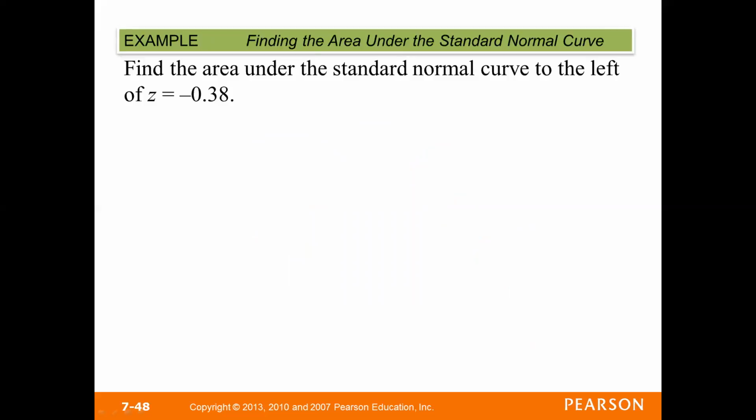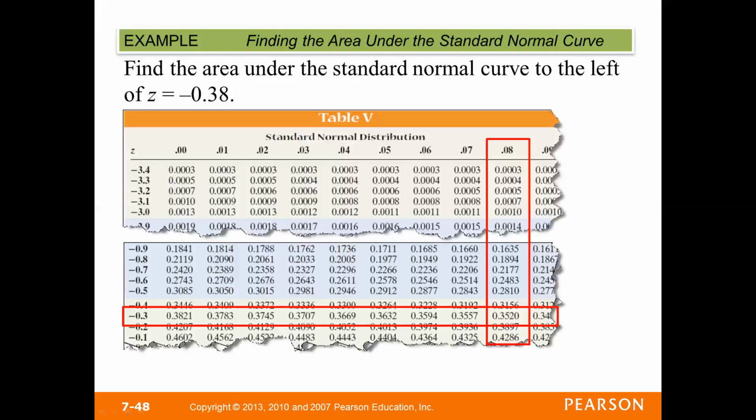So let's do an example. Let's find the area under the standard normal curve to the left of z equals minus 0.38. Well, remember that the table gives us the probability to the left of a number, and it's a standard normal curve with a mean of 0 and a standard deviation of 1. So knowing that z is minus 0.38, I'm going to go to my table. I'm going to look down the z column until I see minus 0.3. I'm going to look across the top row till I see 0.08, and where that row and that column intersect, I get 0.3520.